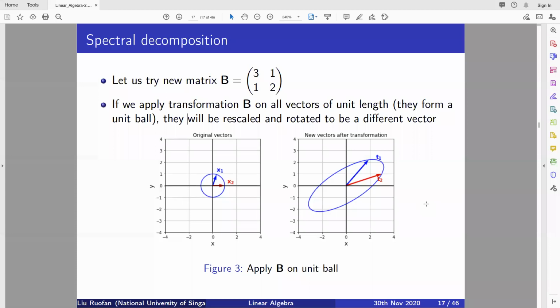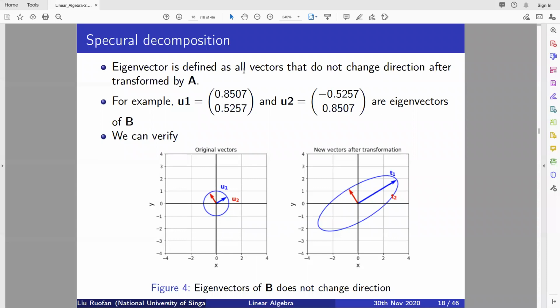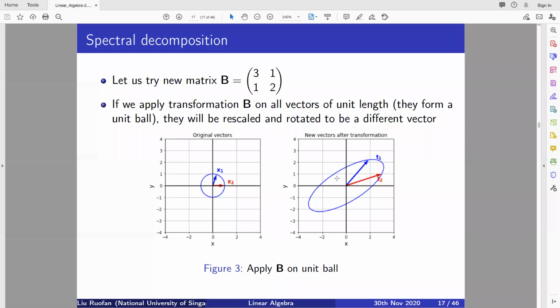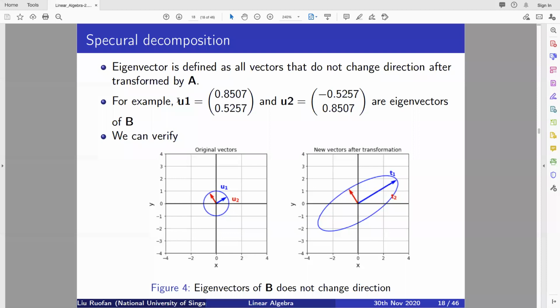An eigenvector is defined as a vector that does not change direction after being transformed by B. Because usually when a vector is transformed by B, its length and also its direction will be changed. But suppose we can find U1 and U2 whose direction does not change, only their length changes after multiplying by B. Then these two are called eigenvectors.